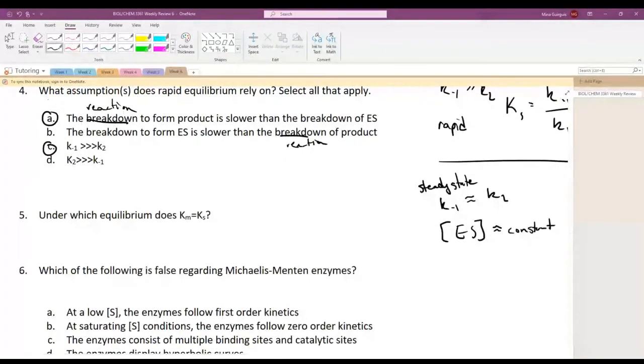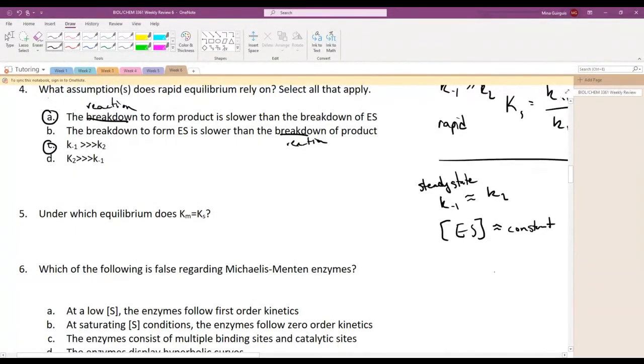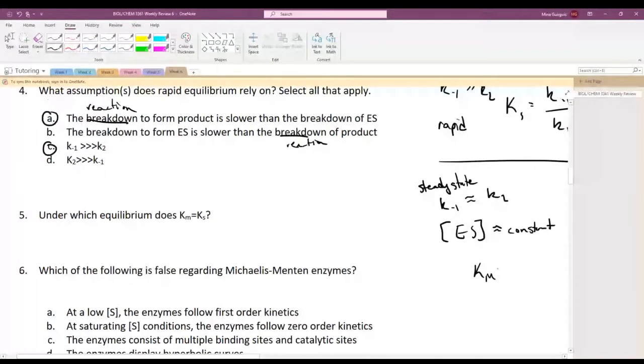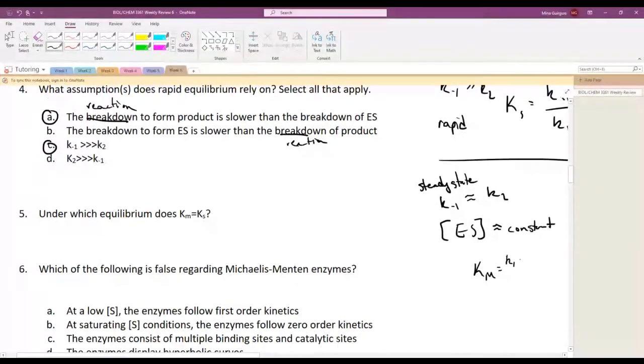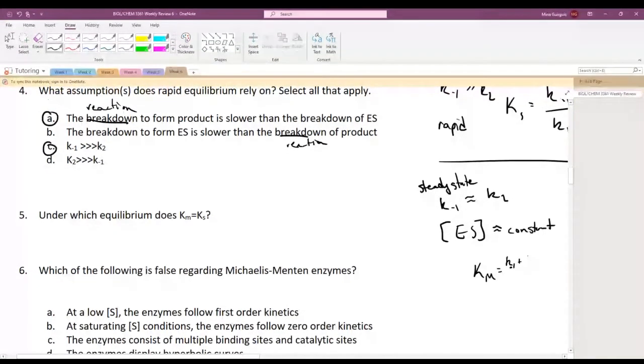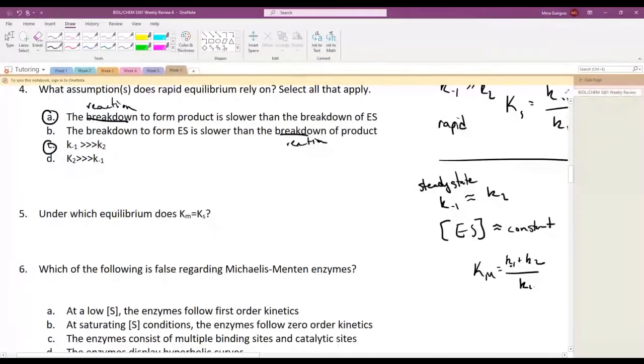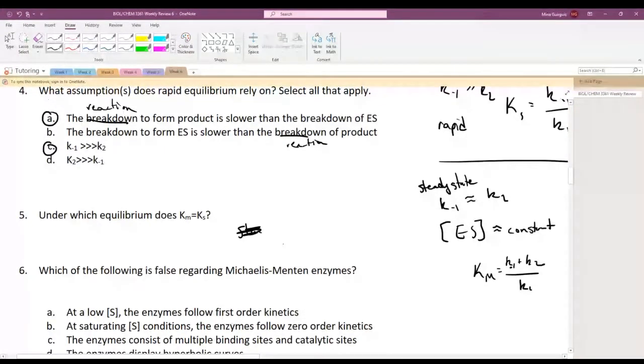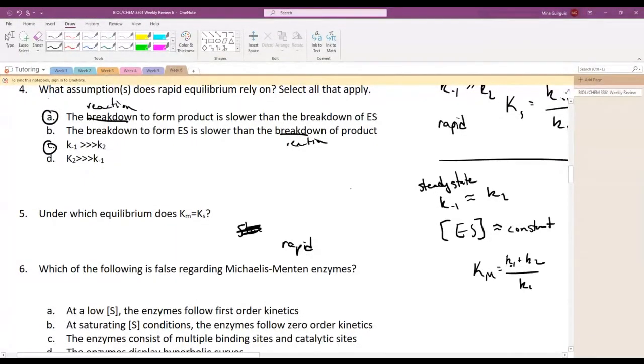Okay, awesome. So because of that, its equilibrium expression here, and that's called Km, is K-1 plus K2 over K1. So, answering question number 5, under which equilibrium does Km equal Ks? Under steady state. Oh, that's not quite right, I apologize. Under rapid equilibrium. Sorry, I mistakenly misread that question. The reason there is because Km is this, but under rapid equilibrium, K2 being negligible, it equals Ks.